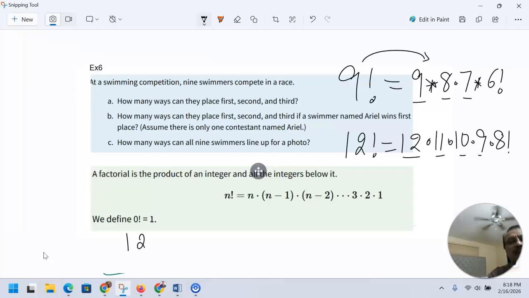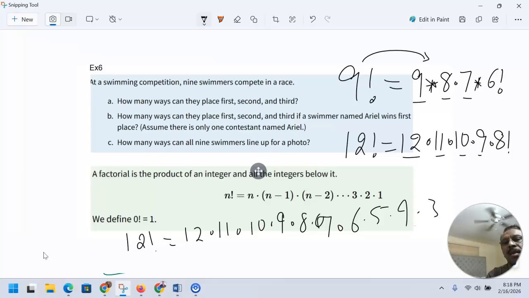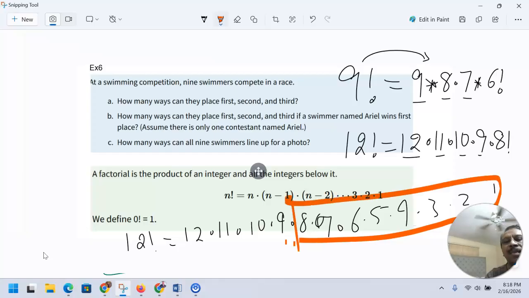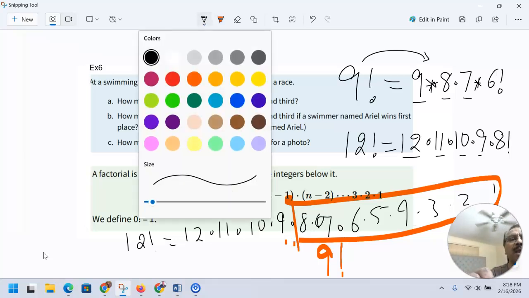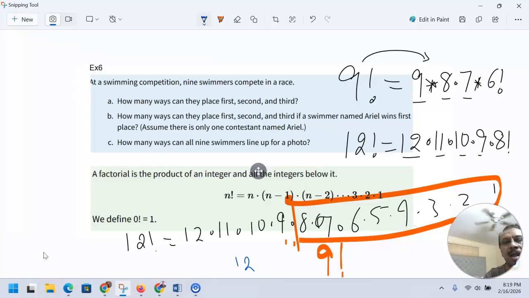Otherwise, also 12 factorial is 12 times 11 times 10 times 9 times 8 times 7, 6, 5, 4, 3, 2, and 1. So you can just put this together, and that is 8 factorial. So the first four numbers stay the same. So it is 12 times.